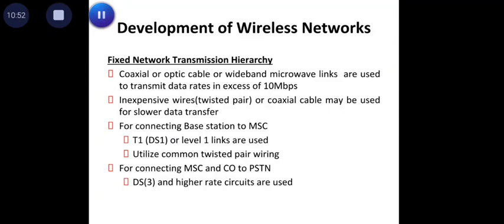Coaxial and optical cable or microwave links are used to transmit data rates in excess of 10 megabits per second. Twisted pair or coaxial cable may be used for slower data rates. For connecting a base station to the MSC, T1 or DS1 or level 1 links are used. They utilize common twisted pair wiring. For connecting the MSC and central office to the PSTN, DS3 and higher rate circuits can be used.